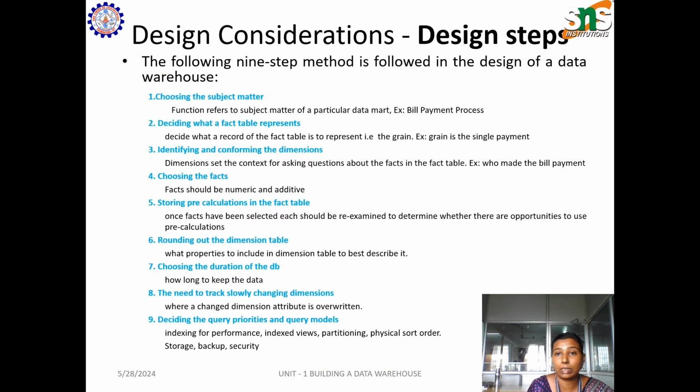Next, what are the design steps which we use in design considerations? There is a nine-step method: choosing the subject matter, deciding what a fact table represents, identifying and confirming the dimensions, choosing the facts, storing pre-calculations in the fact table, rounding out the dimension tables, choosing the duration of the database, the need to track slowly changing dimensions, and designing the query priorities and the query models.